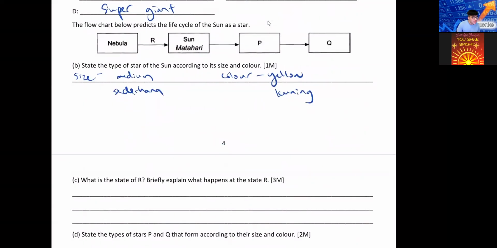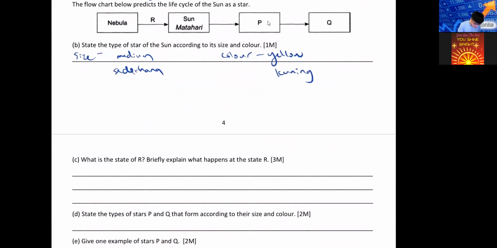So C, what is the state of R? Briefly, what happens at the state of R? Okay, R is the birth of our sun. You see, they start from a nebula, they turn into a sun. That's how they are born. So that's the birth of a star, kelahiran bintang.